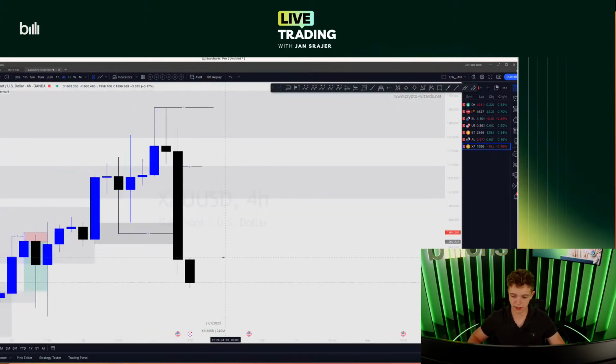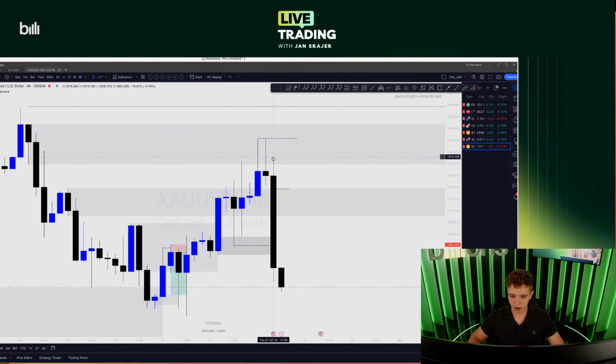Look at this, let's start with the gold chart. Absolutely crazy move from basically around 1980, 1984. That was really the zone that we were paying attention to for some potential shorts.